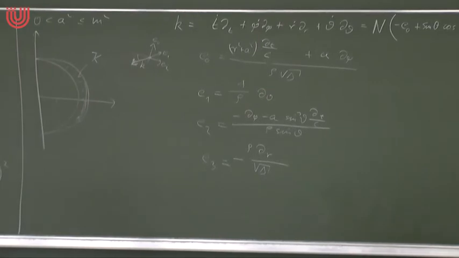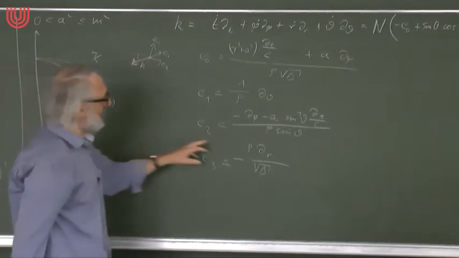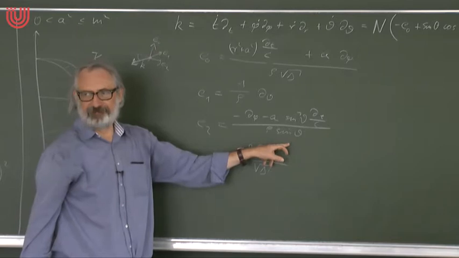I'm sorry? There are no big zetas in this equation. Everything are small zetas. These are the coordinates on the base manifold.